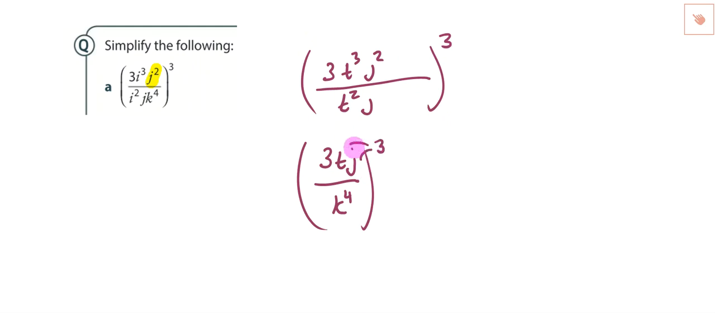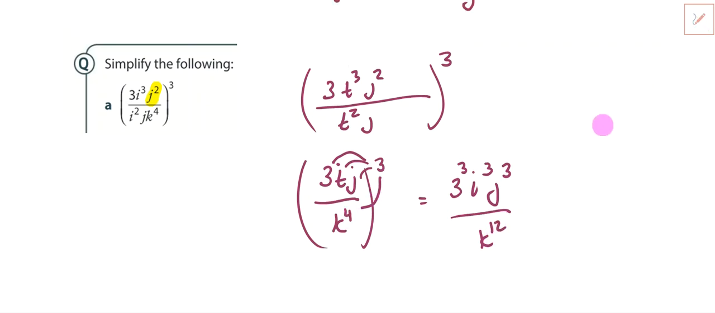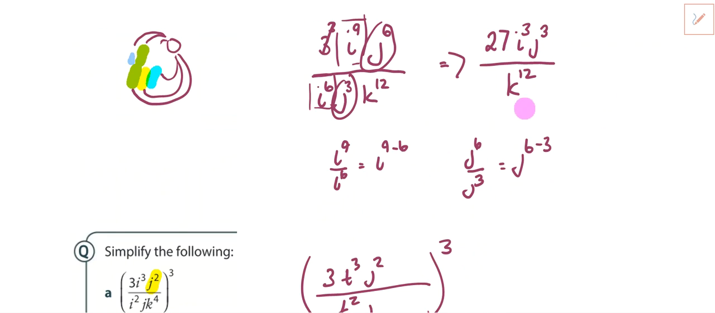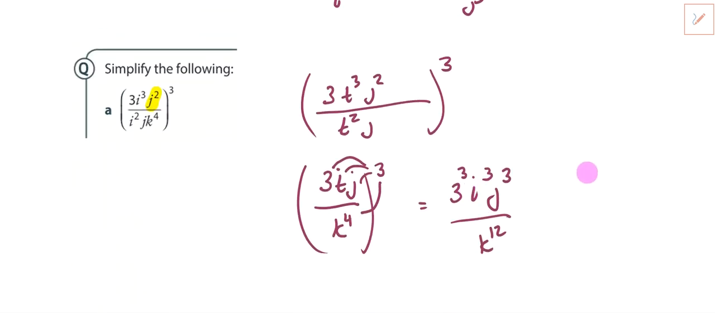So then we apply the exponent to each one. So that would be 3 to the power of 3. i, that was a t? That should be an i, not a t. Why did I start writing t's? i to the power of 3, j to the power of 3, and this would be k to the power of 12, 4 times 3, which you can see is the same thing. I just haven't done the 27 yet. So you can apply it before or after the simplification. It's entirely up to you.